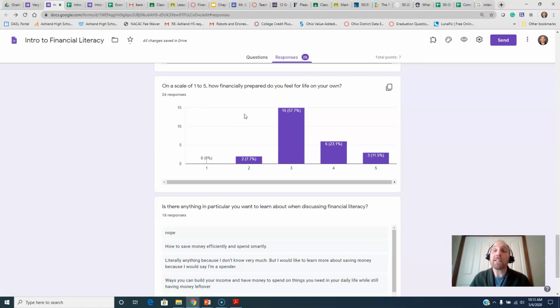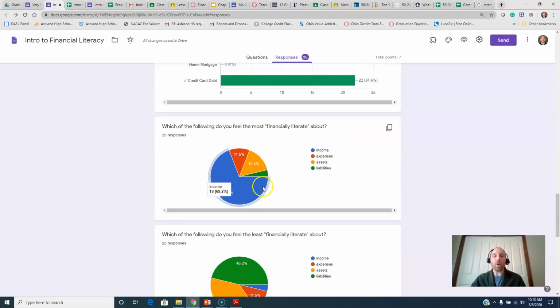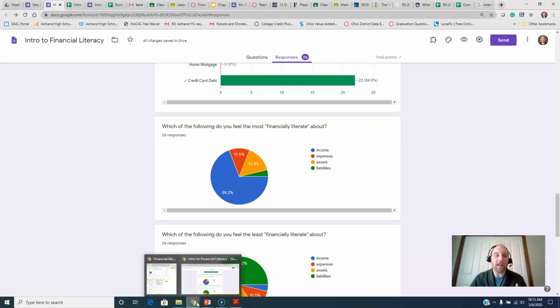And with all of that being said, let's now move into the next lesson of financial literacy, which is income. And income is the one thing that it seems like most of you feel like you have a basic understanding of. That's what you feel the most financially literate about. But it is important that we hit a couple main concepts about maximizing income.